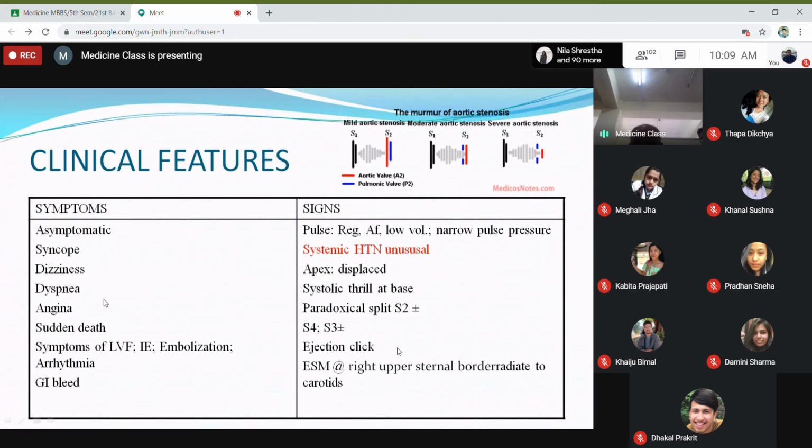And there is a mnemonic for this, which you call SAD. It starts with syncope and dizziness. Then the patient will have dyspnea and angina, and later on the patient will have sudden death.